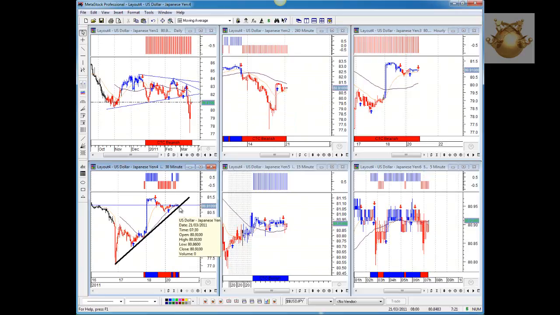So we could see resistance at this level and price reverting to the downside unless it breaks higher and trades higher than 81.00 going into the US session this afternoon.